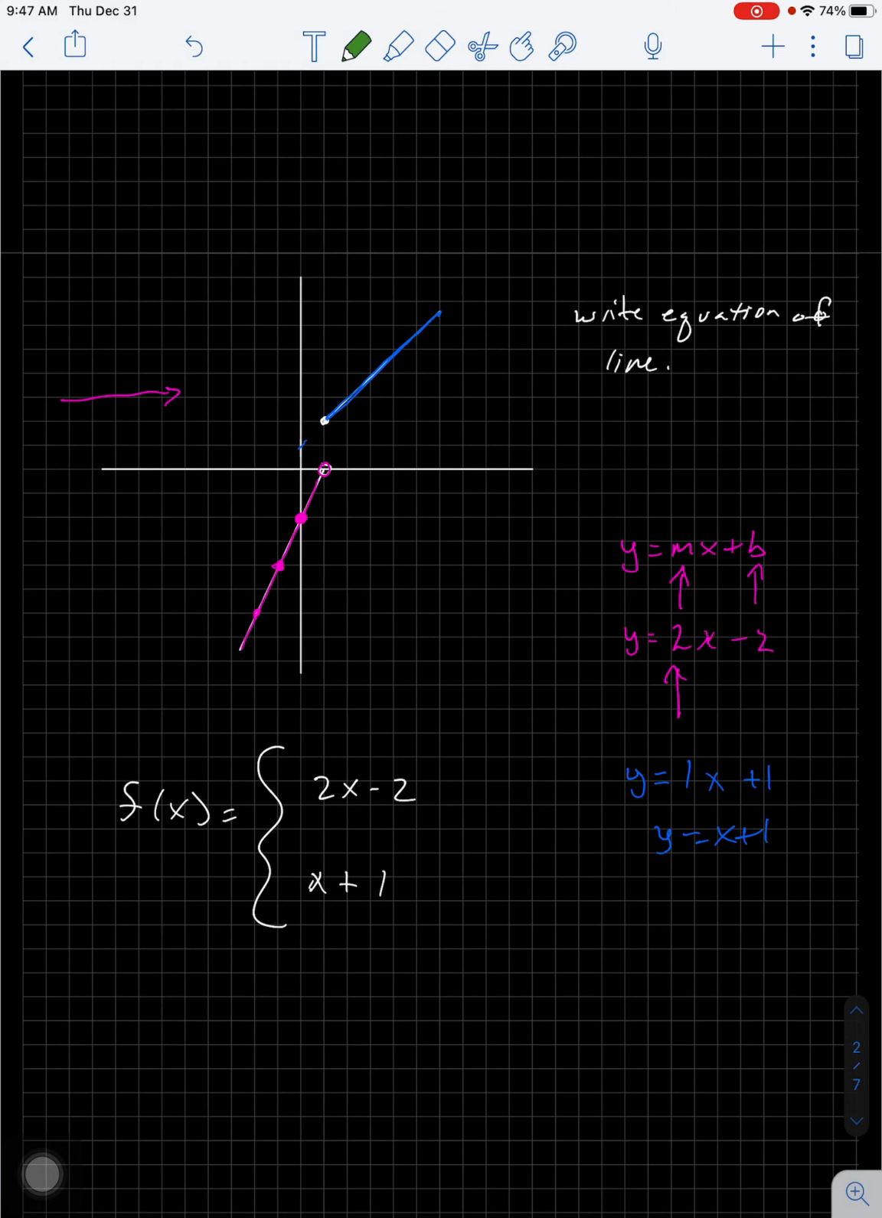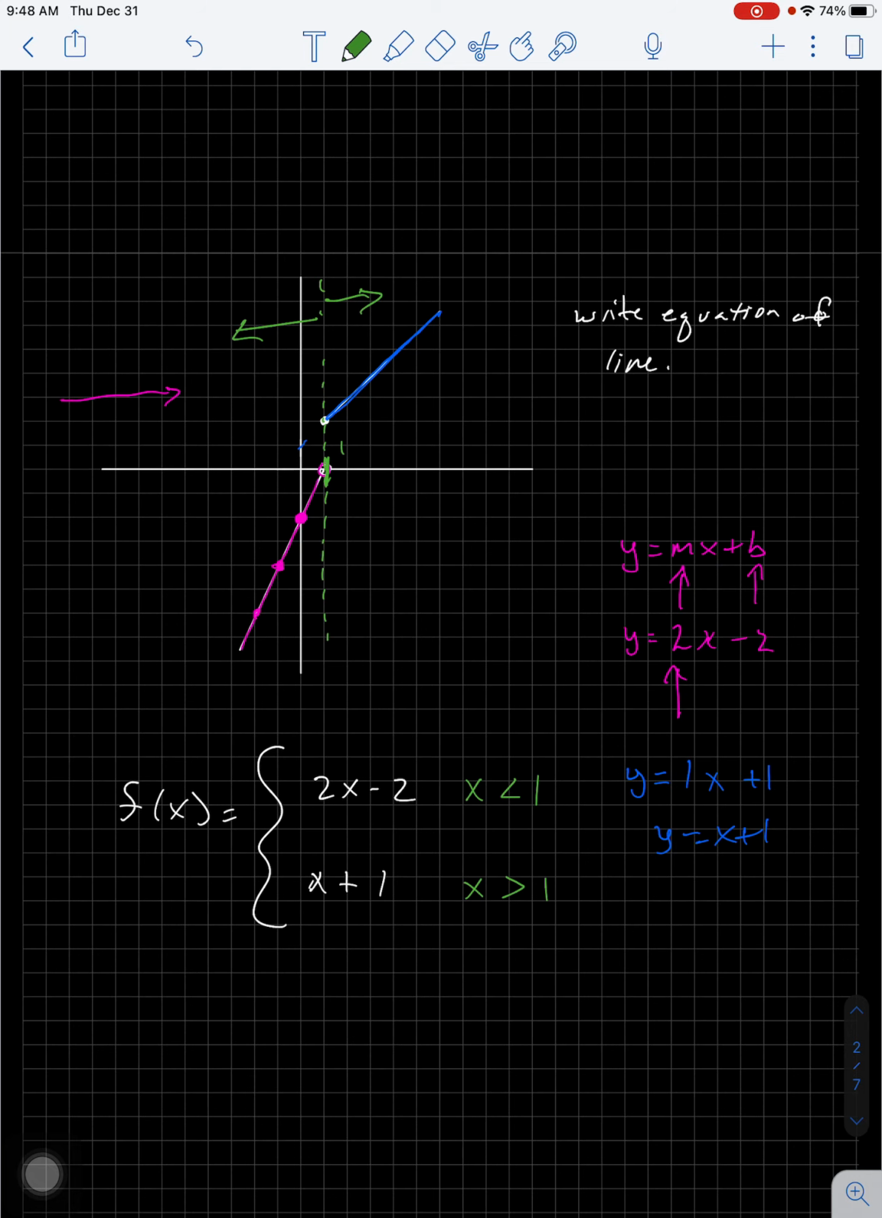So the first thing we do is we look for our dividing marker. Where do they split? Well, it looks like they're splitting right here. So this number is 1. So I'm splitting at 1. And the pink graph is to the left, and that is the less than. So x is less than 1. And the blue graph is to the right, so that is x is greater than 1.